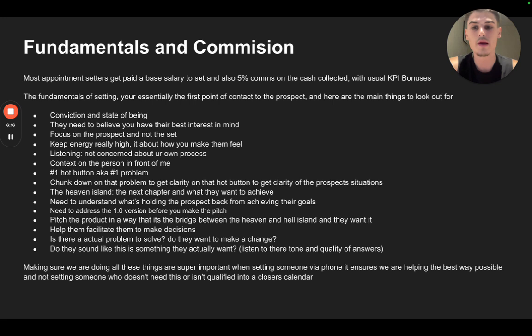Pitch the product in a way that it's a bridge between Heaven and Hell Island. That way they want it. Helps them facilitate making decisions. Is there an actual problem to solve? Do they want to make a change, right? Do they sound like this is something they actually want? Listen to the tone and qualify the answers. Making sure we're doing all these things is super important when setting someone via phone. It ensures we're helping in the best way possible and not setting someone who doesn't need this or isn't qualified in the closer's calendar.